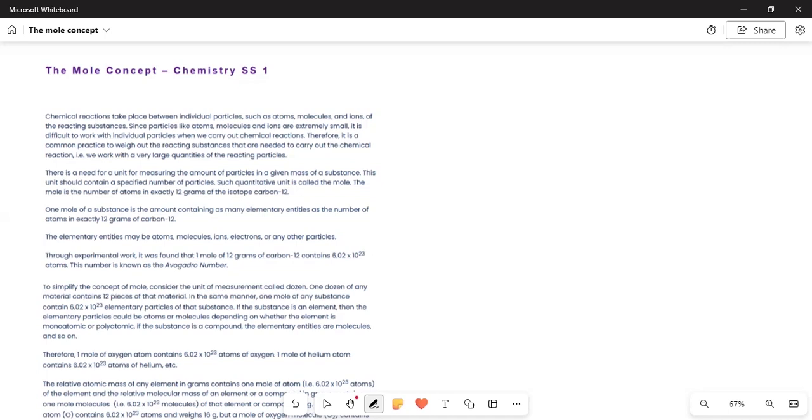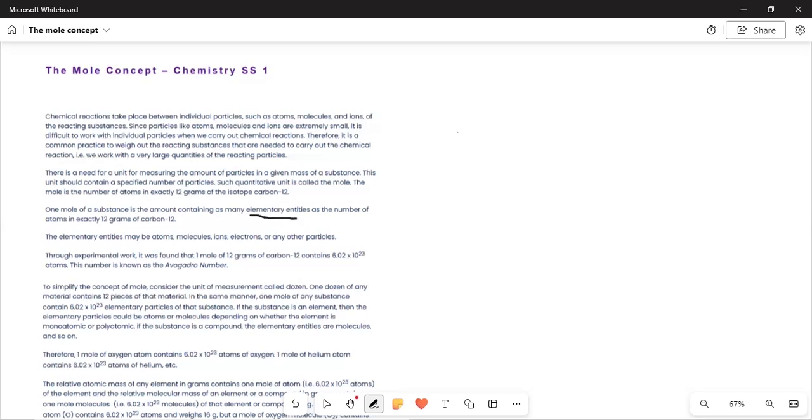Now, to understand the concept of mole better, I love to use the analogy of a dozen. When we say a dozen of something, irrespective of whatever that thing is, as long as it is a dozen, we know that it's 12 of that thing. For example, if you say a dozen eggs, how many eggs? It is 12 eggs. If you say a dozen oranges, how many oranges? It is 12 oranges. The same thing applies to the mole. As long as it is one mole of something, then that one mole of that thing contains as many elementary entities as the number of atoms in exactly 12 grams of carbon 12.